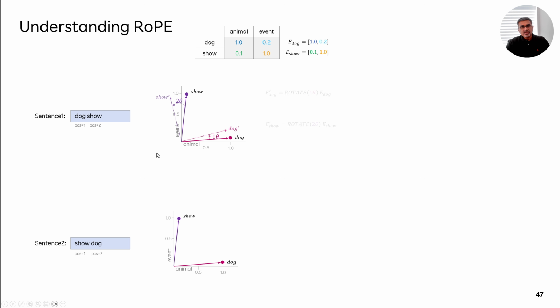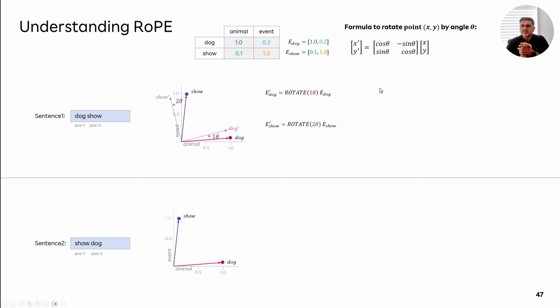Now, if I do it this way, I will rotate the embedding for dog by 1 theta angle or 10 degrees, and the embedding for show by 2 theta angles, or 2 times 10, which is 20 degrees. How do you rotate a vector? Let's say the vector is represented as an xy in a two-dimensional space. There is a formula in matrix calculation. It's a very simple formula. If you have an xy and you want to rotate it by an angle theta, then you multiply it with what is called a rotation matrix and it will give you the rotation. You can reference any mathematics textbook on matrix manipulation. It will tell you that this is a standard formula.